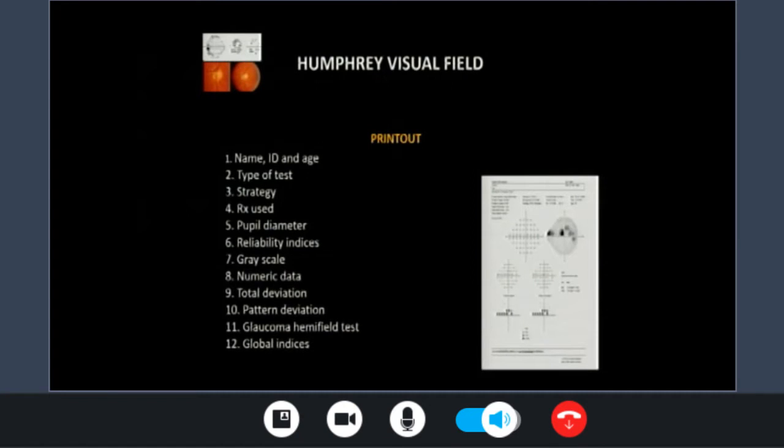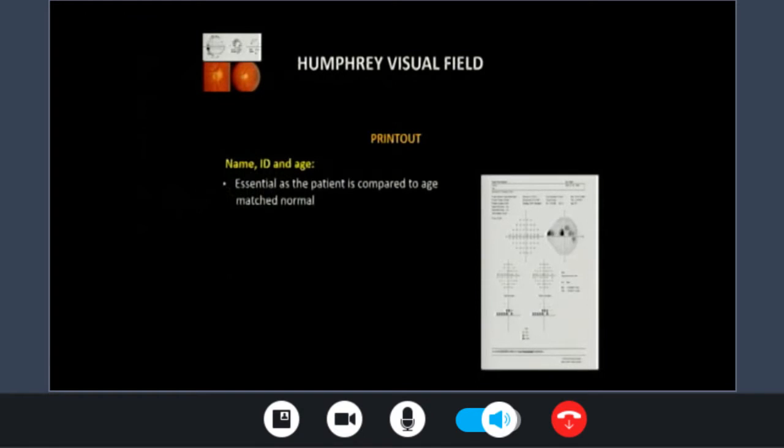Whenever you have a Humphrey visual field printout, you will have certain things that you need to look for in which you can interpret your Humphrey visual field. You need to look at the name, ID, and age, which is a very important thing for us. Why? Name is essential so that you will not mismatch your patients together, or mix patients together. ID is important as well. You have patients sometimes who are having the identical first, middle, and last name. And the age is very important as well.